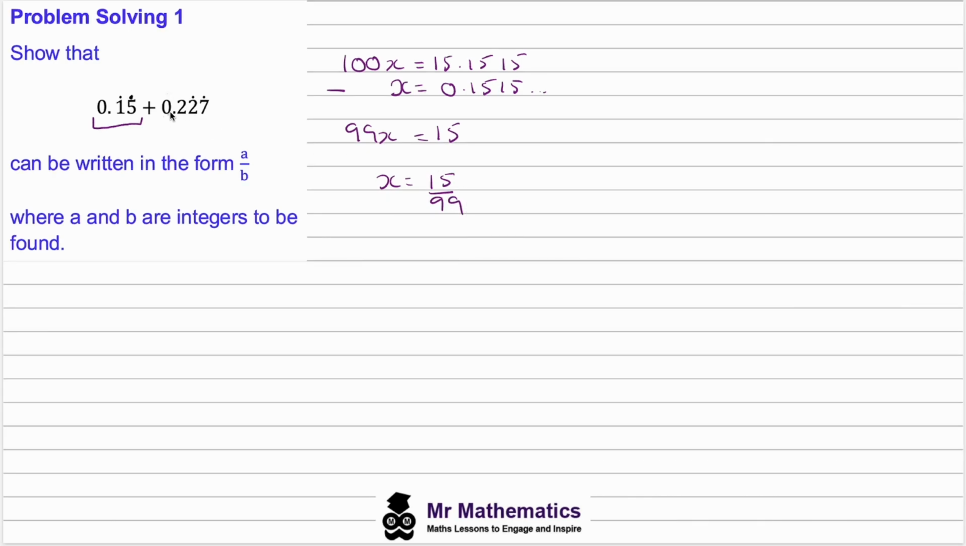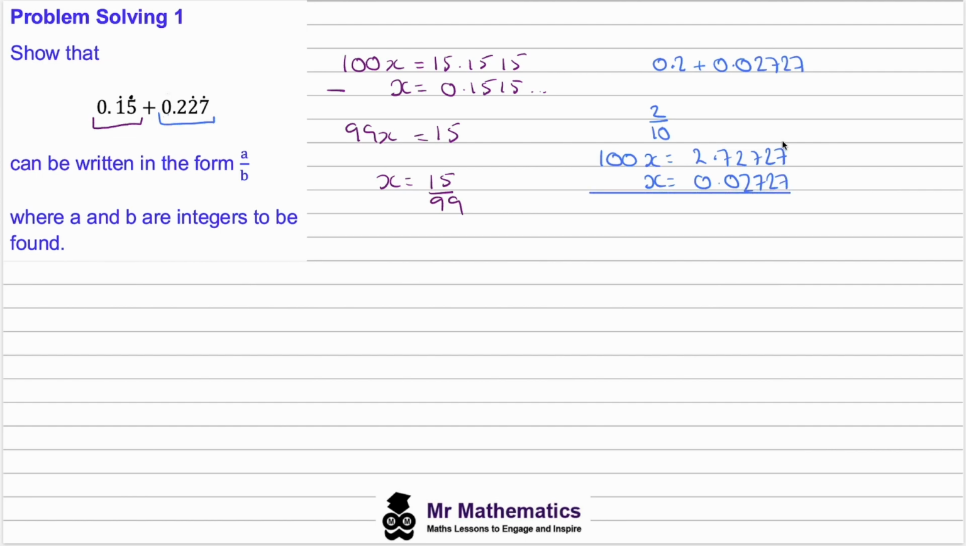And then if we move on to the 0.227 recurring, we can split this up as 0.2 plus the 0.02727, and this bit will recur. So the 0.2 will be 2/10, and then we can let x equal the 0.02727, and so on. And because it recurs in the hundredths column, we'll multiply x by 100, and we'll get 2.72727.